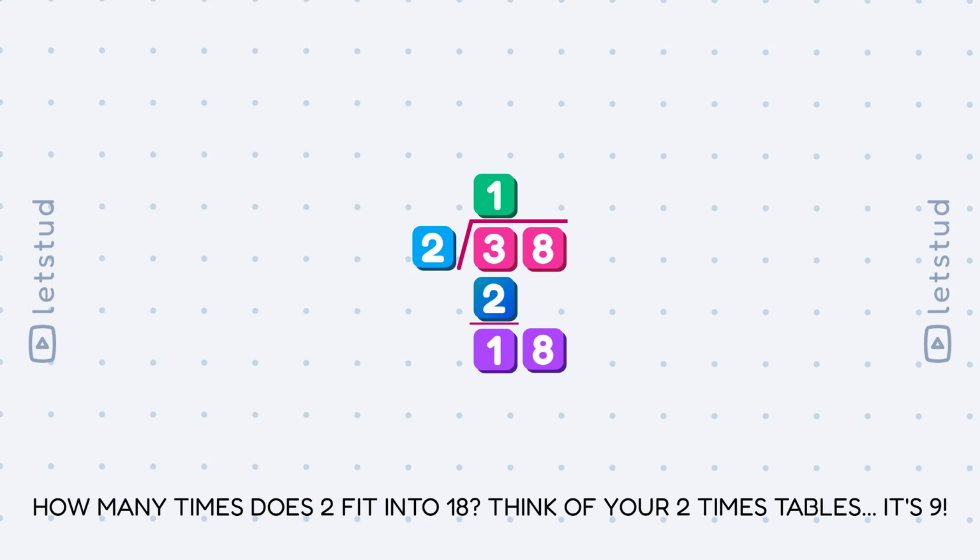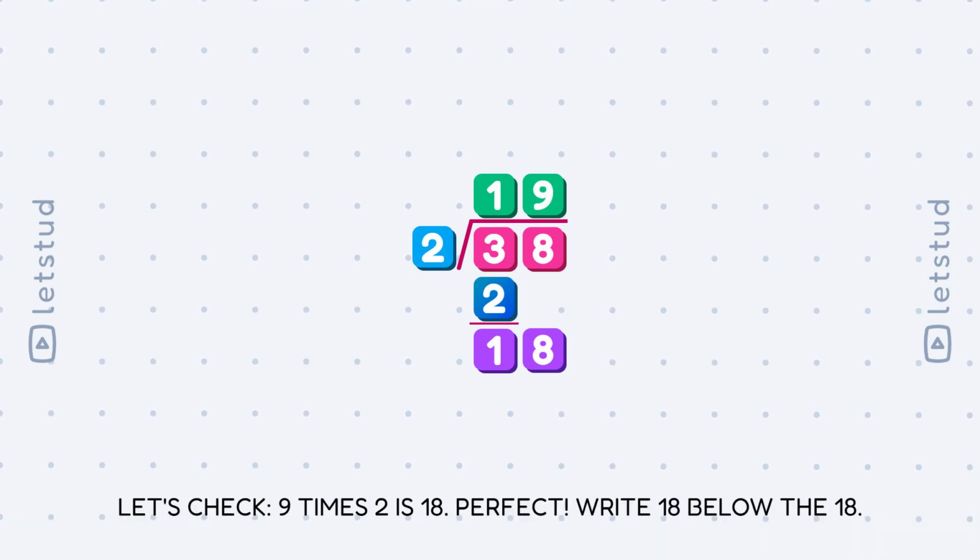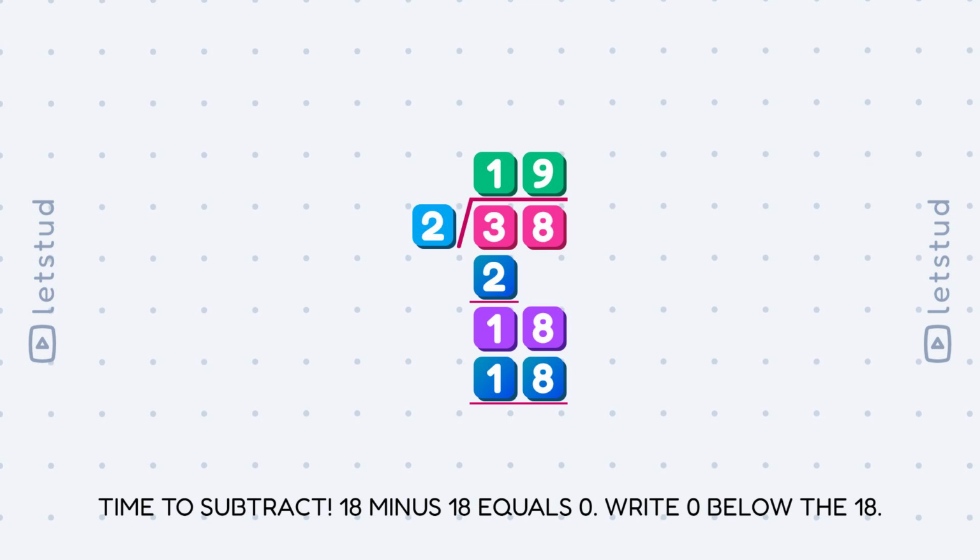How many times does 2 fit into 18? Think of your 2 times tables, it's nine. Let's check: nine times 2 is 18, perfect. Write 18 below the 18. Time to subtract, 18 minus 18 equals 0, write 0 below the 18.